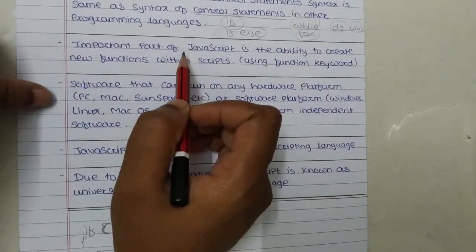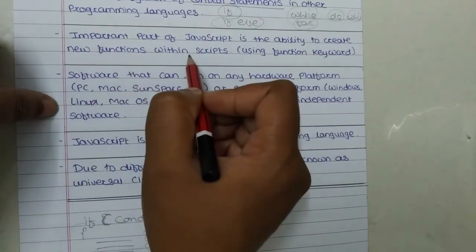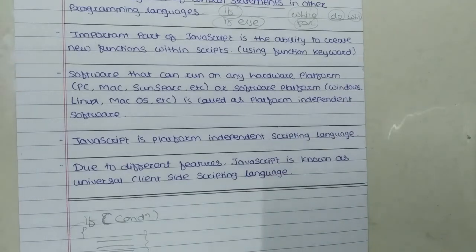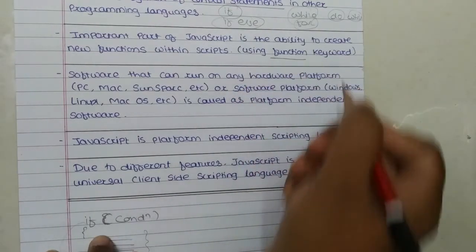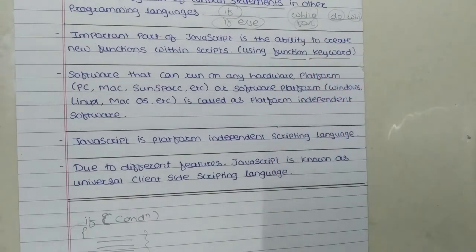An important part of JavaScript is the ability to create a new function within the script using the function keyword. When we create a new function, we have to use which keyword? That is the function keyword. Okay, keyword means what? Keyword means the programming language contains the words which are already in the dictionary of it.